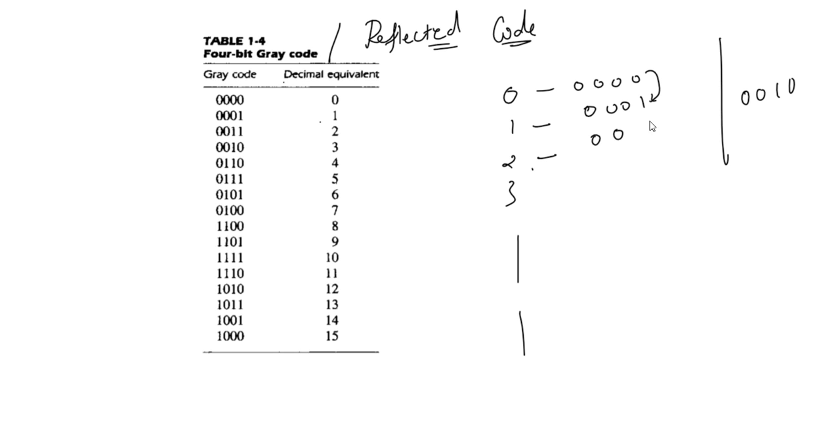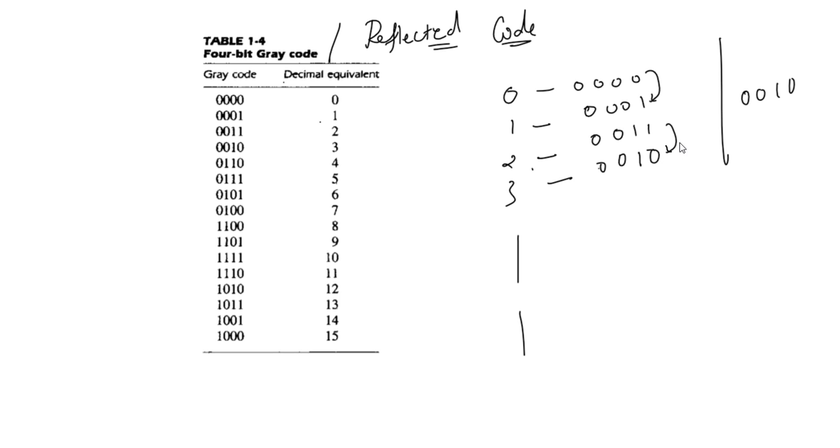I change this 0 into 1. This is equivalent to 2. You should not compare this with the decimal or binary conversion. This is the code how we can write. For 3, how can I change? I put 0, 0 same, 1 also same. I make this 1 into 0. Only one bit is changed here. If you observe, this is the concept of gray code.